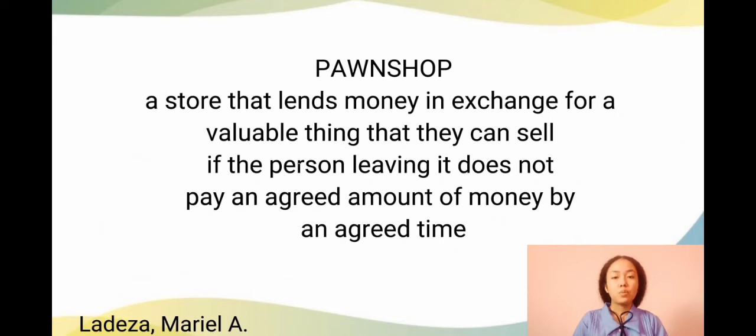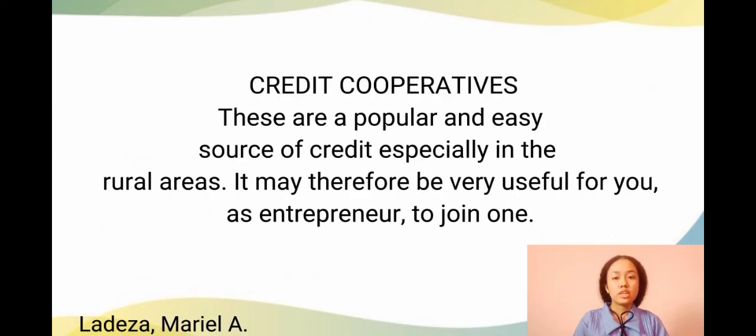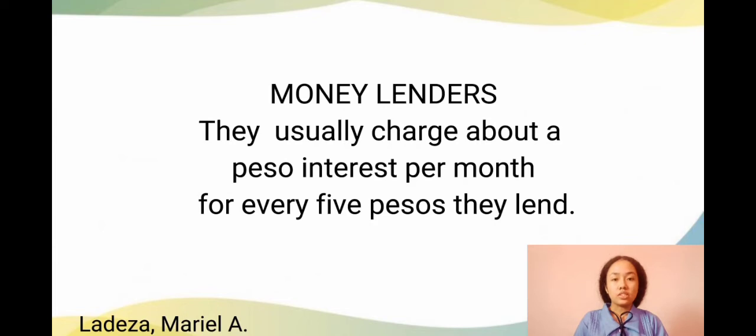Number 1 is pawnshop. By pawning jewelry and other valuables you can get cash. Number 2 is credit cooperatives. They lend an amount up to 5 times bigger than the money you have deposited in it. 3 is moneylenders. These are people who lend quick money without collateral but charge exorbitant interest rates. They are otherwise known as 5-6.